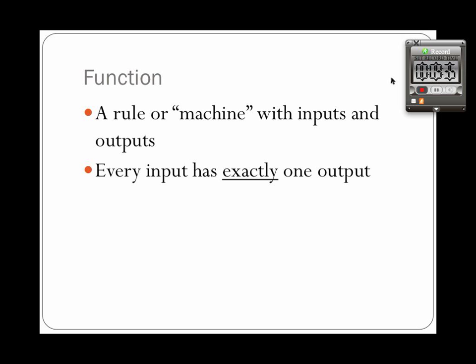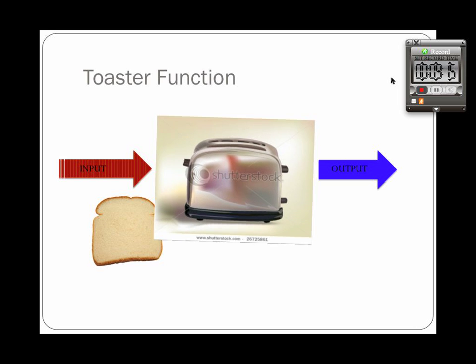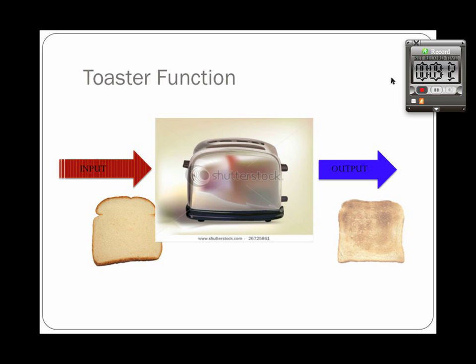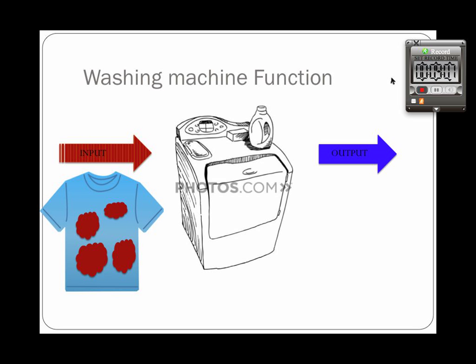The key thing about a function is that for every single input, there can only be exactly one output. Okay, so it can't have more than one output, it can't have less than one output. Let's look at some examples of other functions here. You have a toaster function with inputs and outputs. The input is bread, it does some work, it outputs toast. A washing machine function inputs dirty clothes, does its work, and then outputs clean clothes.